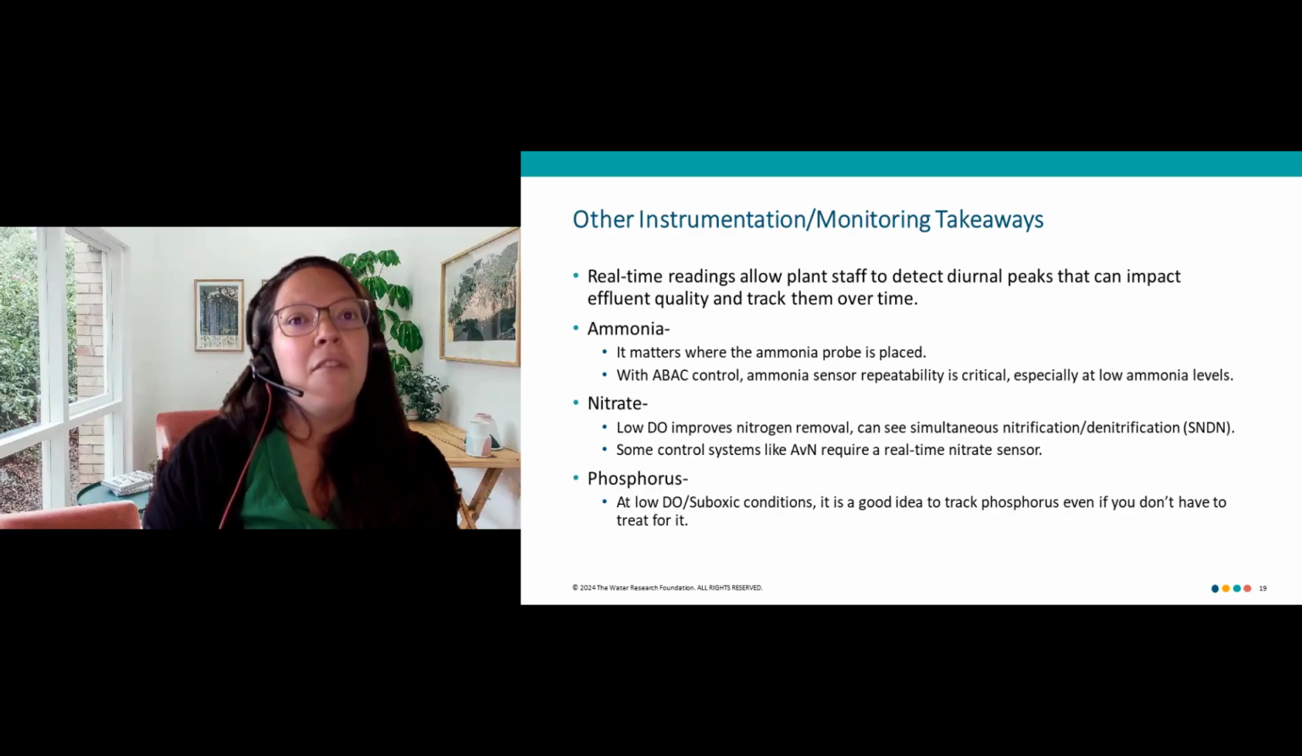And finally, phosphorus is also worth monitoring when operating at low DO or suboxic conditions because some plants can actually slip into biological phosphorus removal even if they aren't designed for it, which can lead to struvite issues. So it's a good idea to monitor, even if just with grab samples and even if you don't have to treat for it.